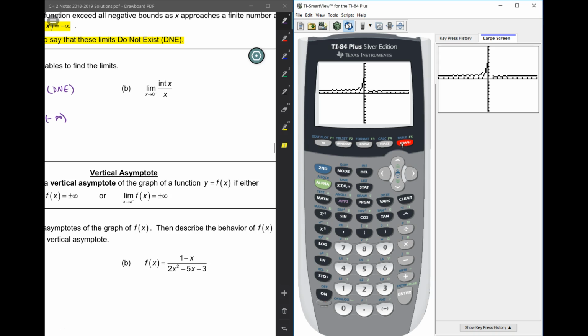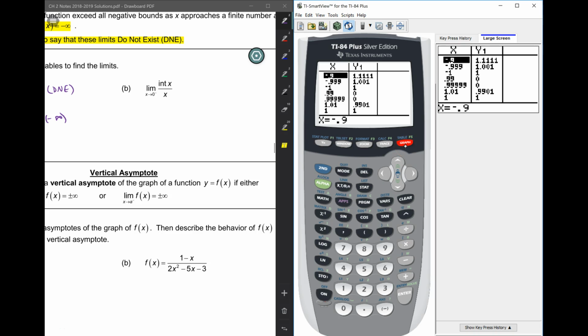Funny little things. So as x approaches 0 from the negative side, now you can also go to table. Let me show you that as well. As x approaches 0 from the negative side, why can't I go up here?